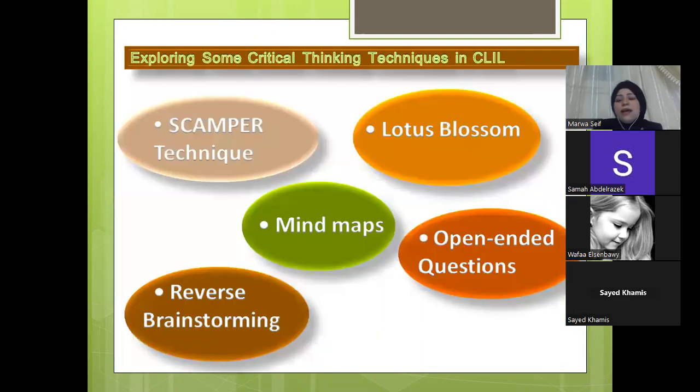Okay, what are the critical thinking techniques that I'm going to tell you about today? Actually, I'm going to tackle the Scamper Technique, the Lotus Blossom Technique, mind maps, reverse brainstorming, and open-ended questions. And by the way, I guess maybe most of you are familiar with some of these, or maybe all of these. Let's see how to use or apply them in a CLIL lesson in particular.